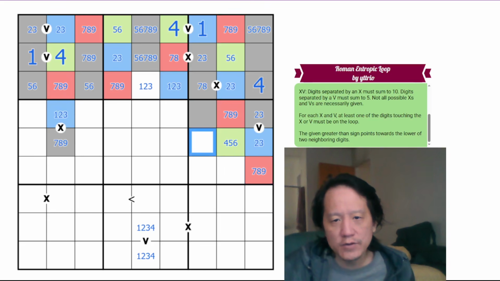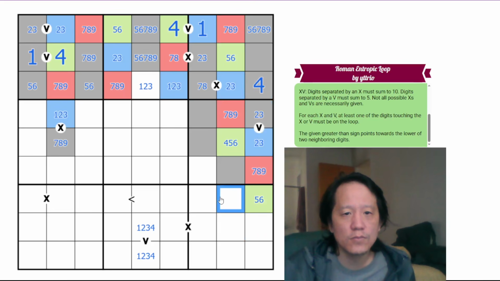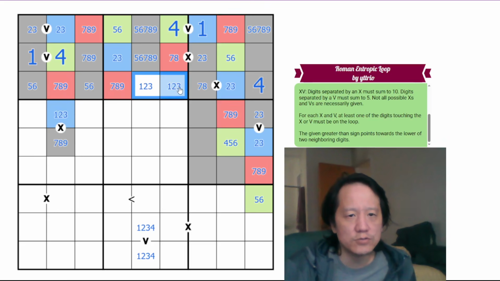It cannot go here because it would consider touching itself. Can't go here, so this must be green. And so this must be 5 or 6. Cannot go here because it would be touching itself. Cannot go up here and here because then that would be 2 lows there. So this is not possible. This has to be green. This has to be green also, so it can't connect. This is blue. This is red, so it can't connect.